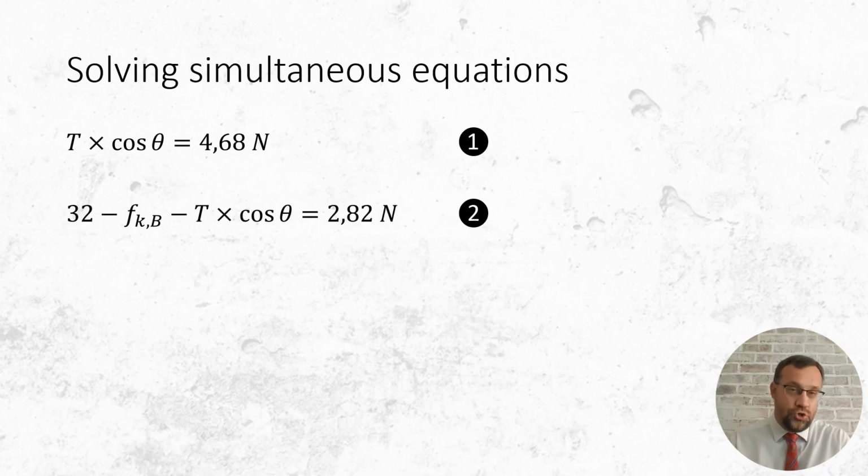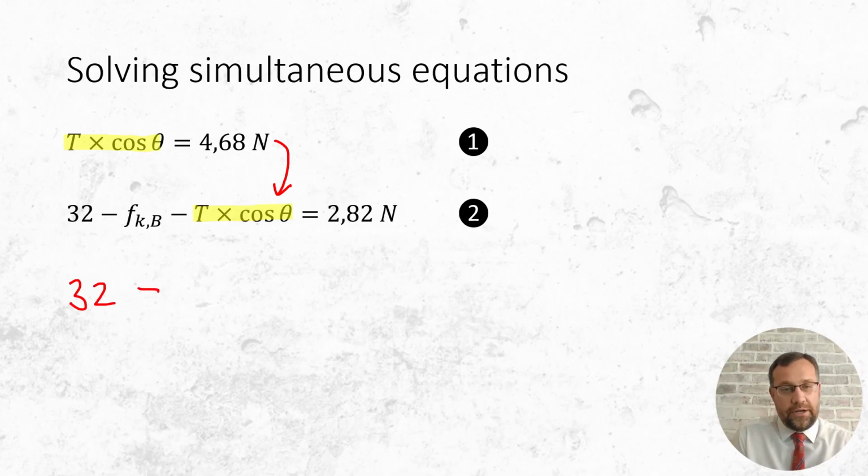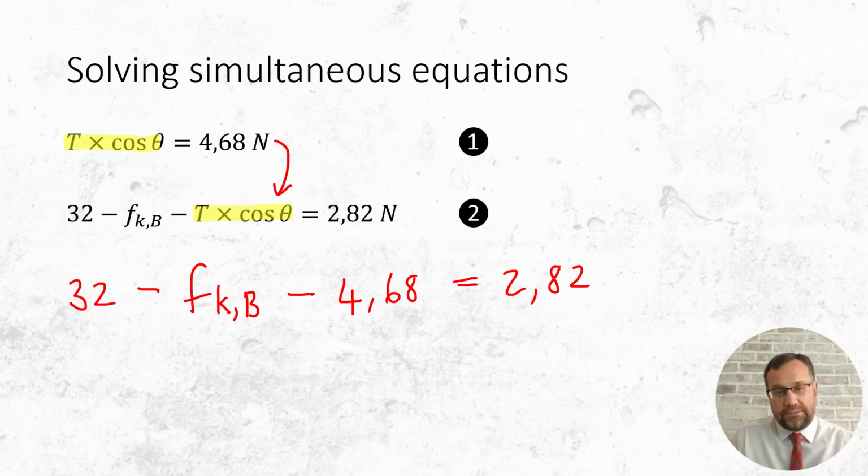We now have two equations that we can solve simultaneously. And to make life much easier, T times cos theta, T times cos theta, we're just going to substitute the 4.68 into equation number 2. So that means 32 minus the kinetic frictional force acting on B minus the substituted value 4.68 equal to 2.82.